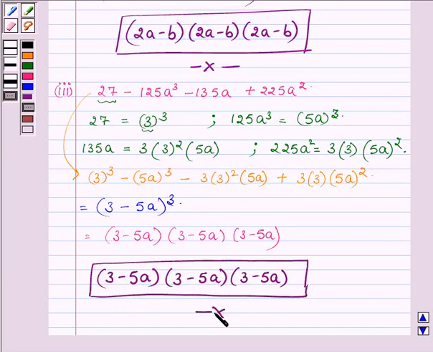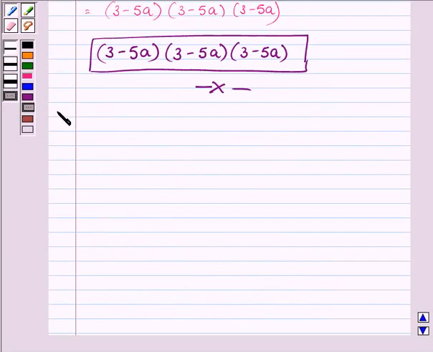So this completes the third part. And now proceeding on to the fourth part, which is 64a cube minus 27b cube minus 144a square b plus 108ab square.